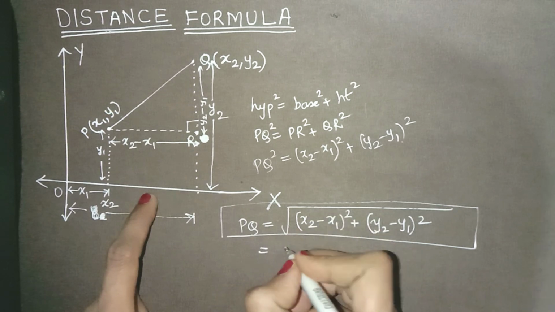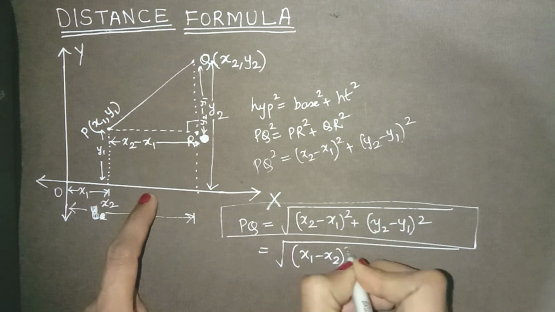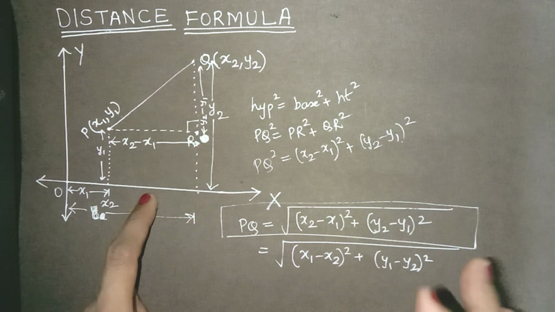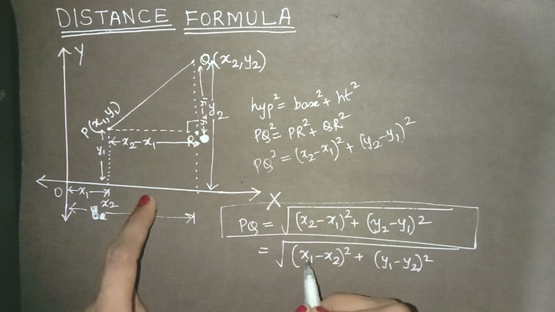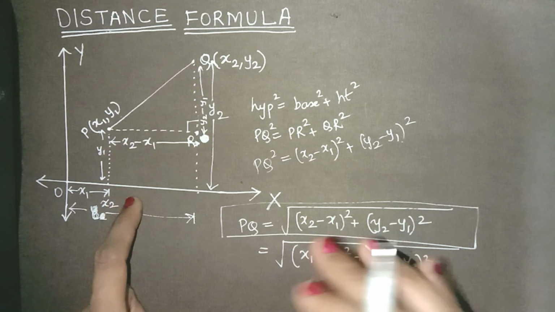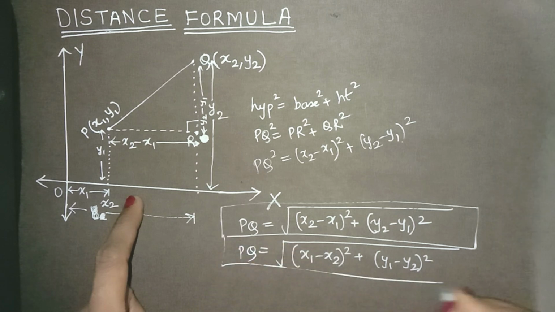Now remember, friends, that you can also interchange. You can write this as x1 minus x2 the whole square also. It doesn't make a difference in this case because you are anyway going to square it. So even if you take x1 minus x2, you may get a negative answer, but it will get squared. So it doesn't matter whether you do x2 minus x1 or x1 minus x2. The result will be the same.